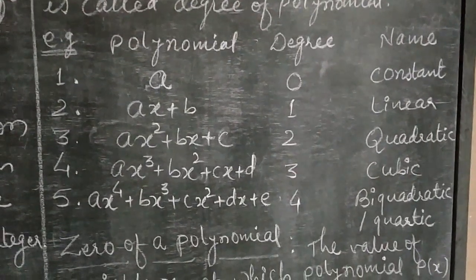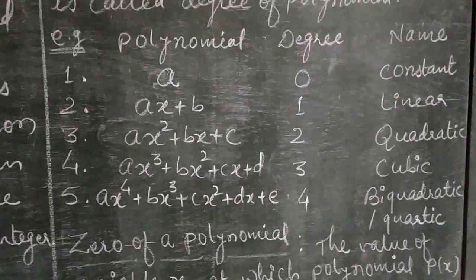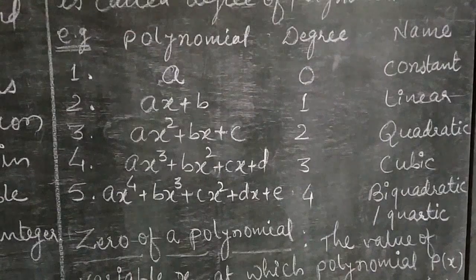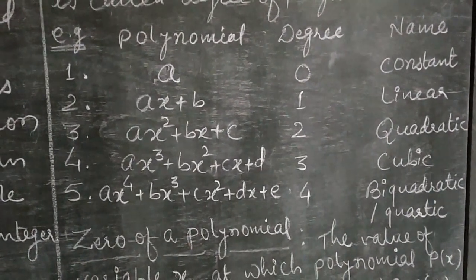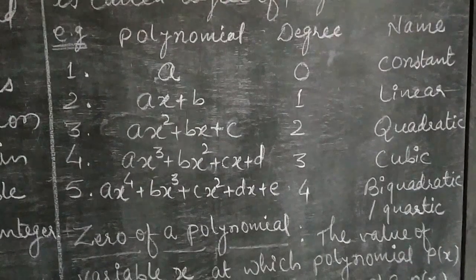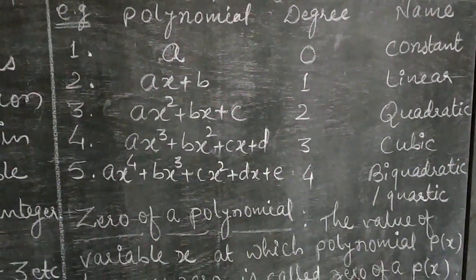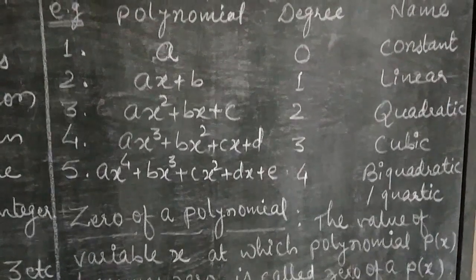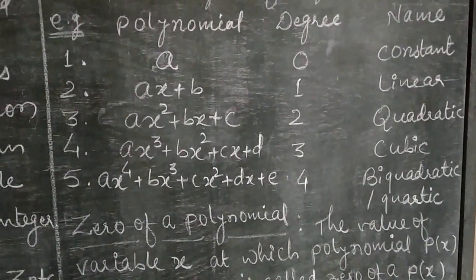Now second one, ax plus b. Here we can observe that the power of x is 1. Maximum power is 1. So we have written here degree 1 and it will be a linear polynomial. Third one, ax square plus bx plus c. The highest power of variable is 2. So its degree will be 2 and it is called quadratic polynomial.